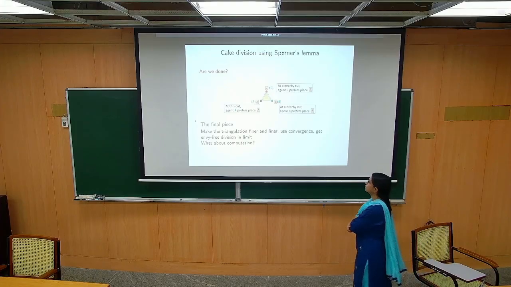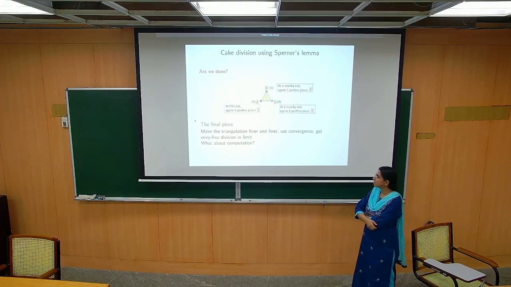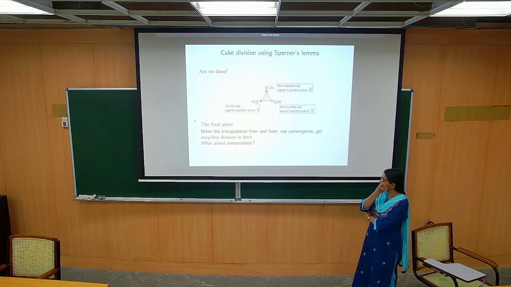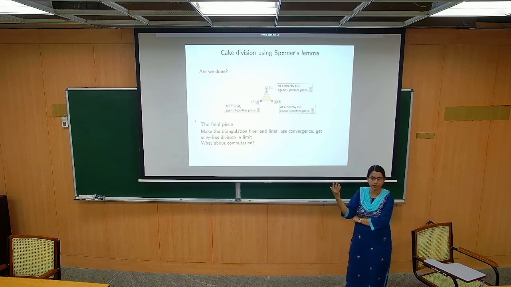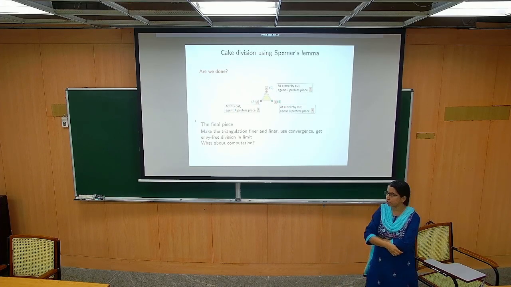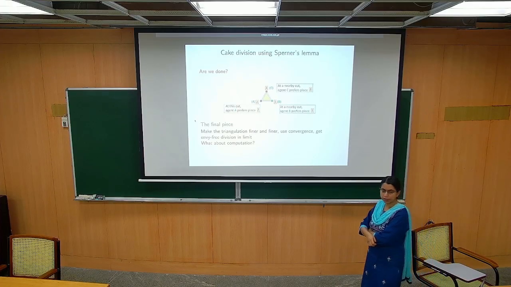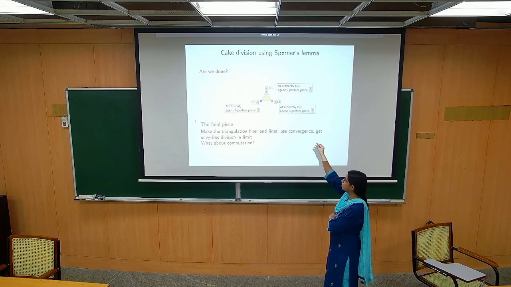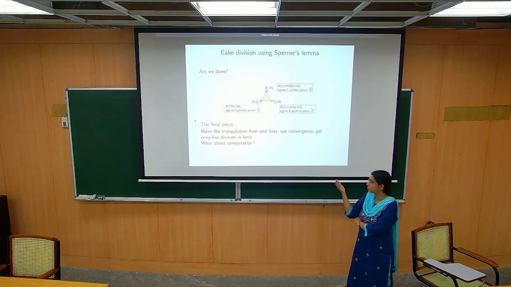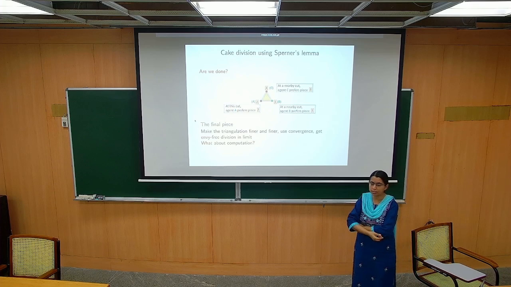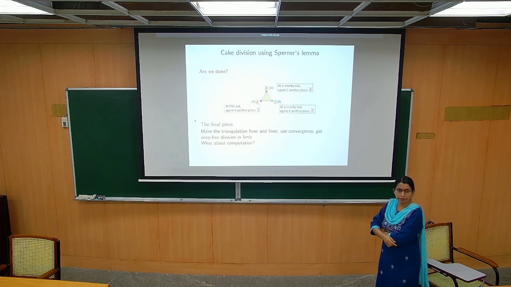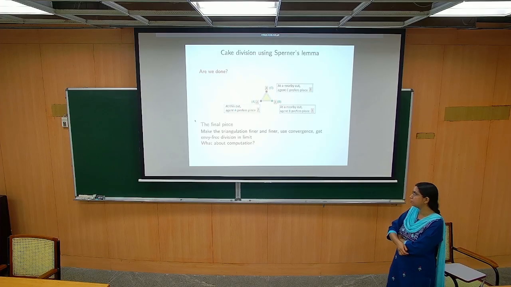So if we want to use this in practice, it's a bit difficult for several reasons. One thing is, of course, we cannot reach the limiting point in any finite number of iterations. What we can get is an approximate envy-free division. If the smaller triangulation was done at epsilon length intervals, then we would get some epsilon envy-free cake division. So that is what we can get in practice.